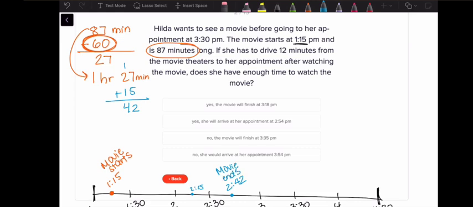Movie ends. Okay? Now, she has to drive 12 minutes to get to her appointment. So we're going to have to add another 12 minutes here. So from 2:42, we're going to add 12 minutes. That's going to land us at, let's see, that's going to be 4 and 5. So that's going to land us at 2:54 p.m.